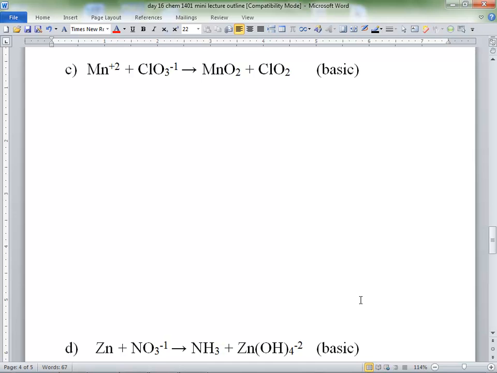Well, I wouldn't rewrite it all yet. Right? Because now you're in basic. So you have to add 2 H pluses to both sides. And then circle this one and cross it out and write 2 H2Os. Then fix your waters. Then rewrite the whole thing all nice and neat.